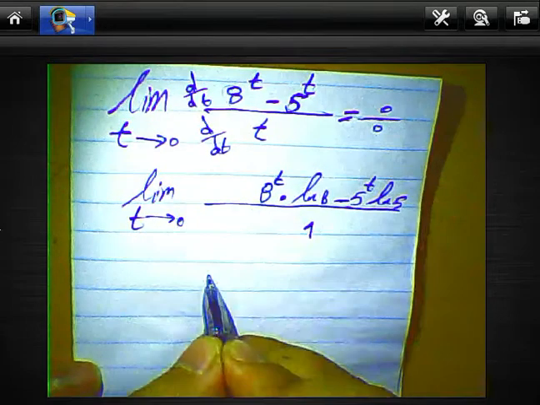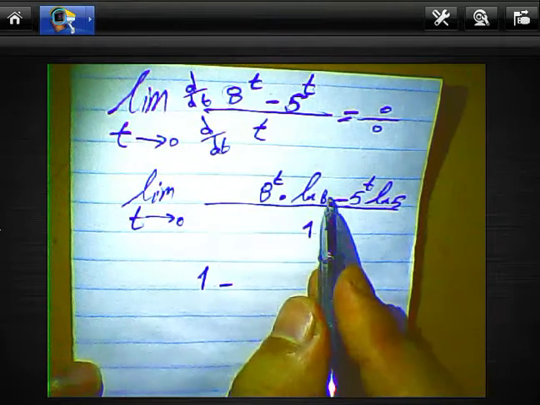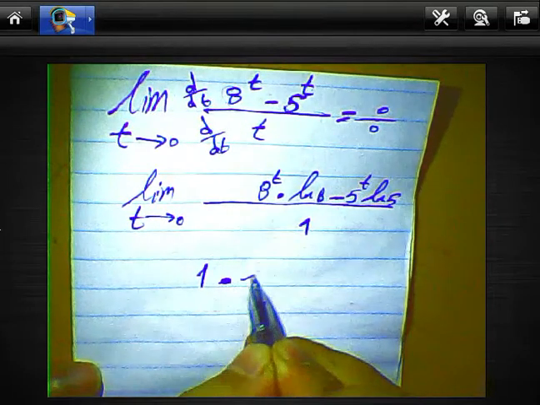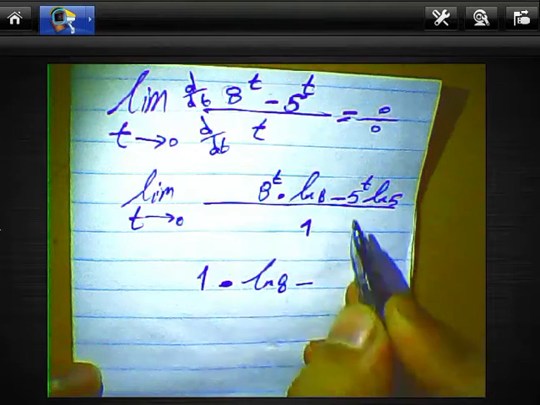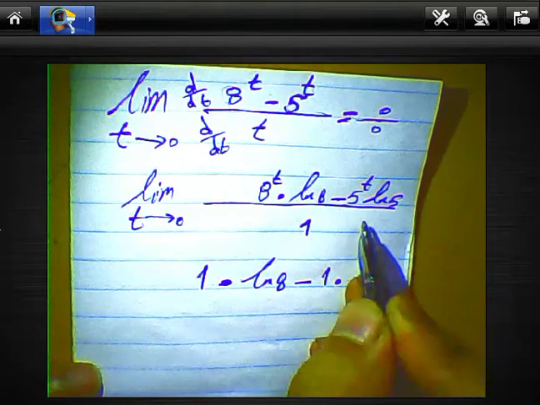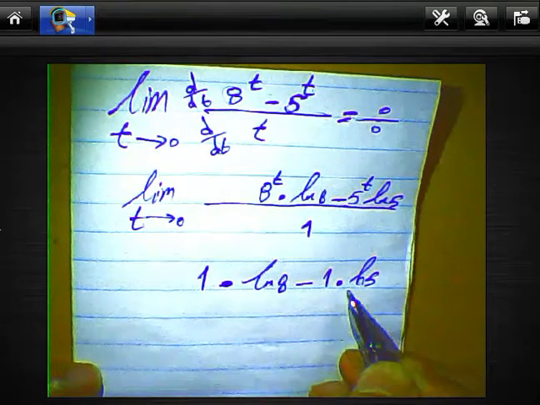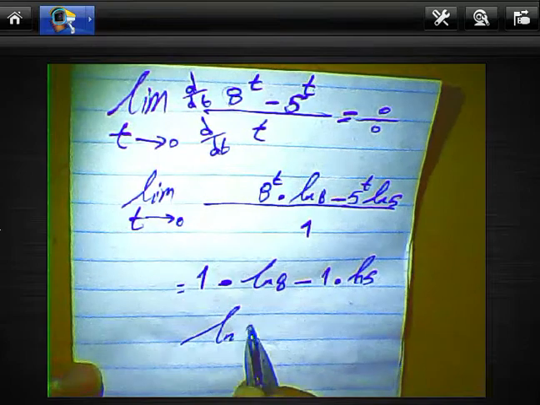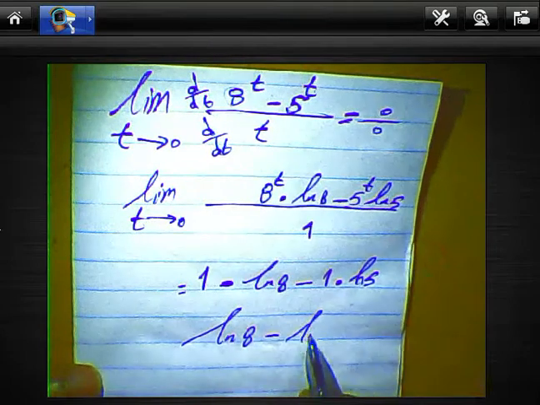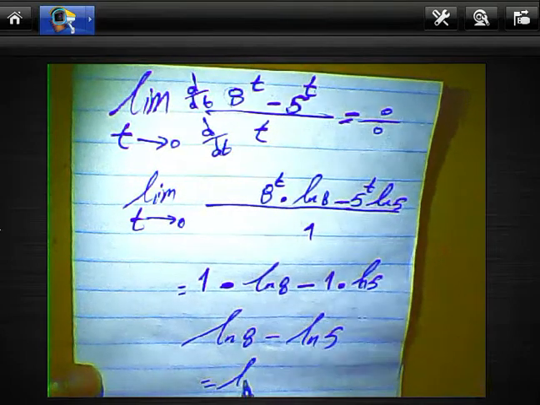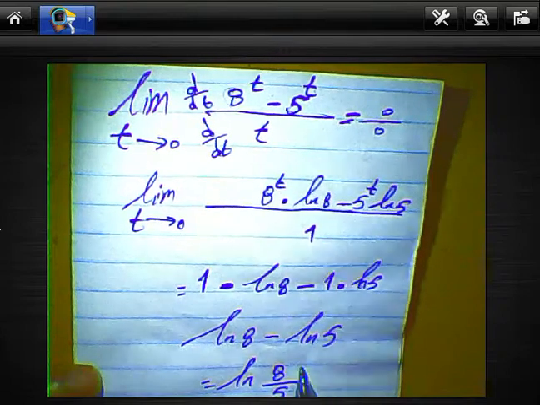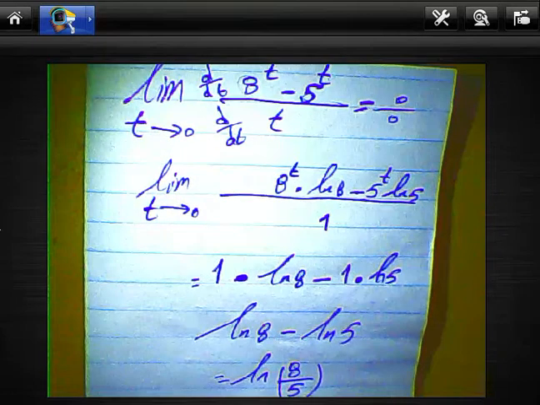8 to the power 0 equals 1, multiplied by ln 8, subtract 5 to the power 0 equals 1, multiplied by ln 5. So the result will be ln 8 subtract ln 5. We can write it as ln of 8 over 5. It's the result of this limit.